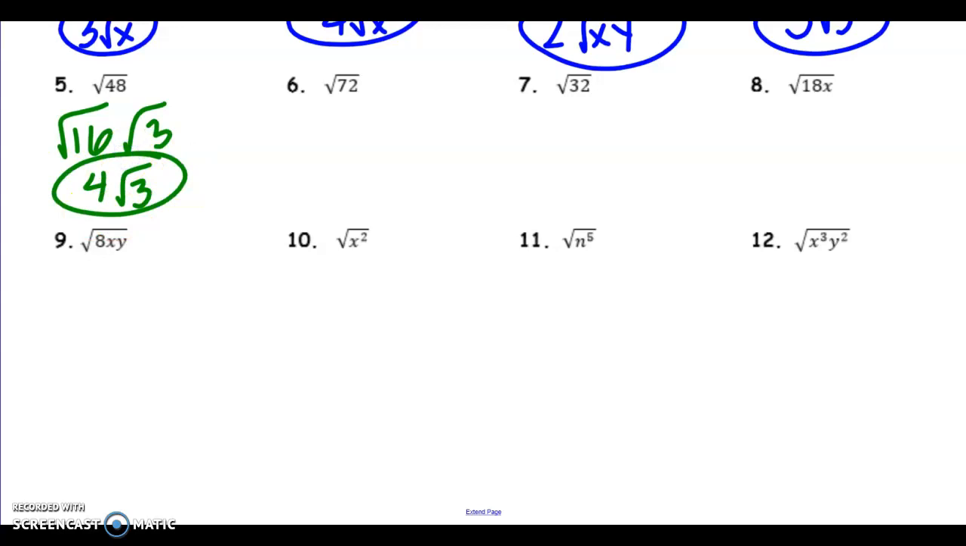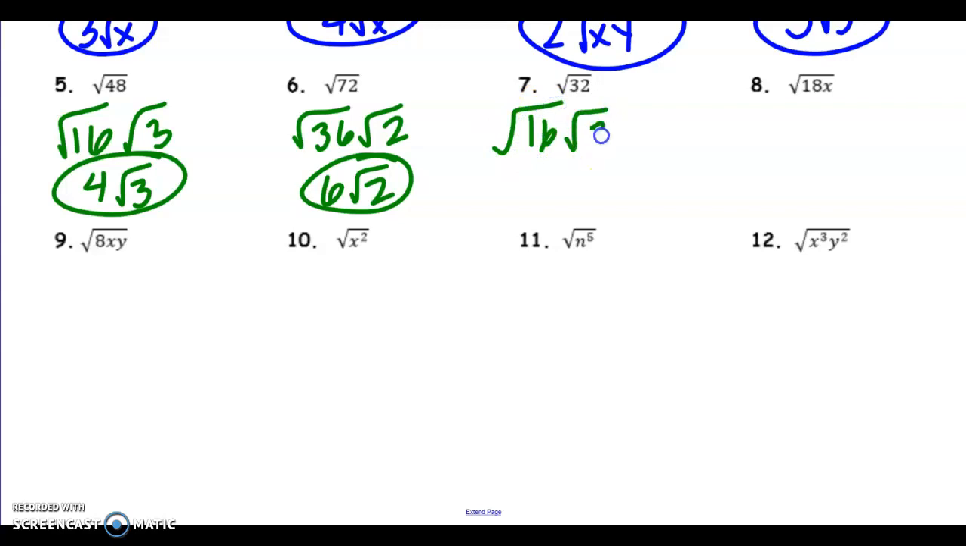So I've got 9 and 8 would work in 72. Oh, but remember I just did that one earlier. So I'm going to do 36 and 2, so that would be 6 square root of 2. Okay, so then 32. So what's going to go into 32? Well, 16 is going to go into 32. So that would be 16 and 2. So that would be 4 square root of 2. I like these square roots of 2 as the end because that makes life a lot easier.